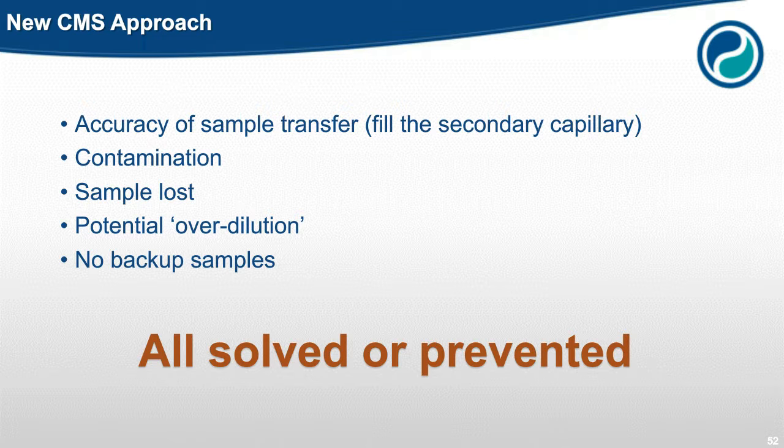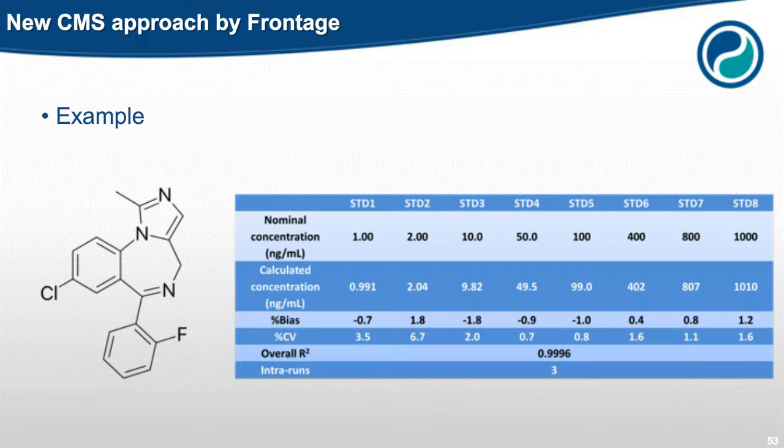So here I want to show some examples. It's more like a feasibility example we developed at Frontage. And here's the result. We tested the drug midazolam using all three kinds of techniques: the conventional samples, the 10 microliter sample, which includes the sample transfer, and also the Frontage method using the snapped one-capillary method.